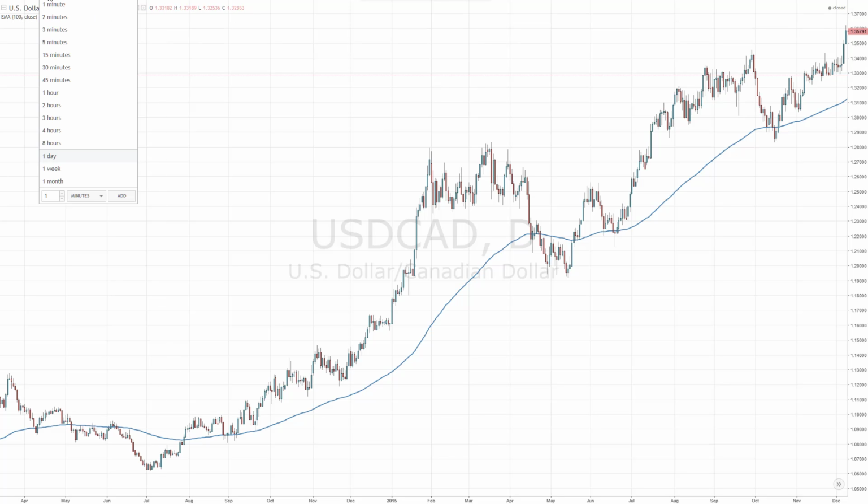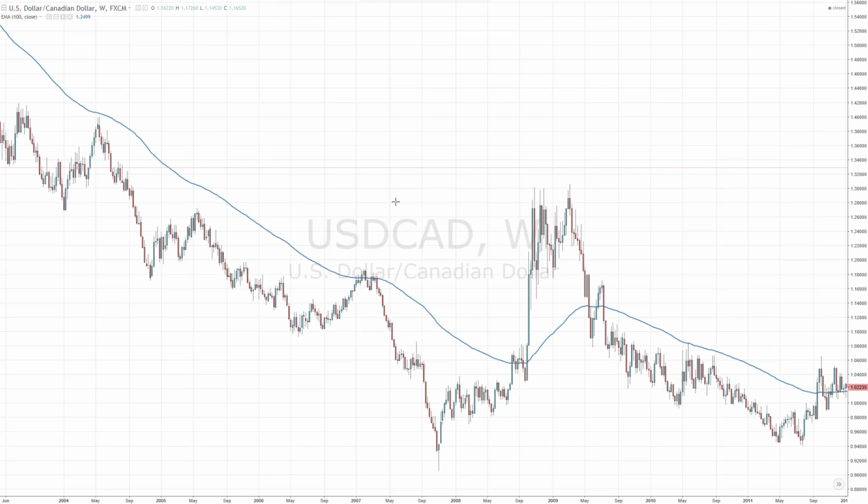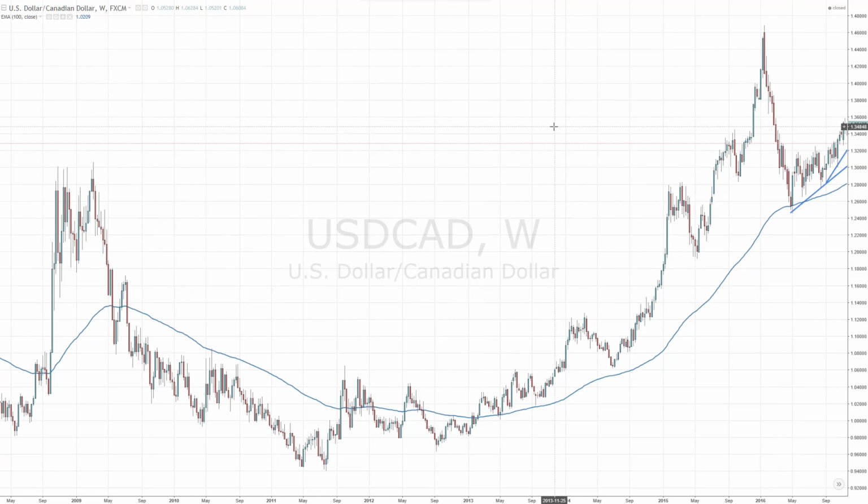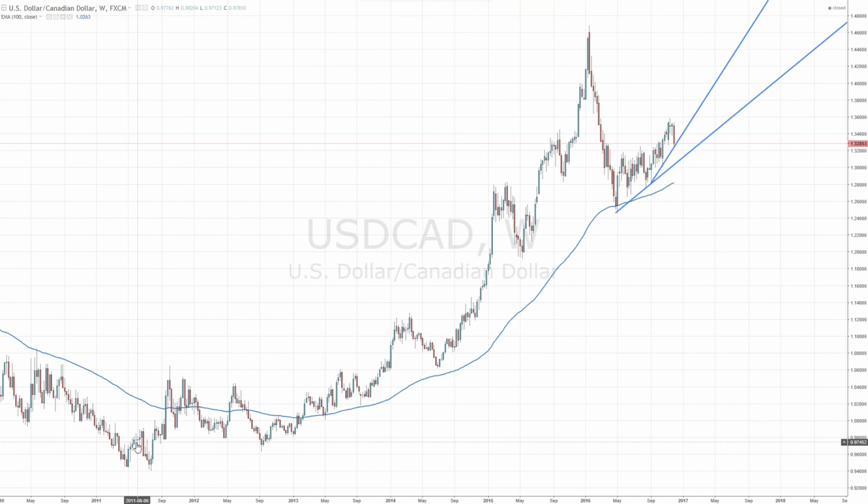And in fact, if we go out to a weekly chart, you can probably see it even better there. So if we go back to 2011, the market made a low, then broke out of that low in 2013. So going into 2014, the market broke out above that level, and you can see it's been rallying ever since. Then going back to the beginning of this year, you can see that the USDCAD literally just fell off a cliff.